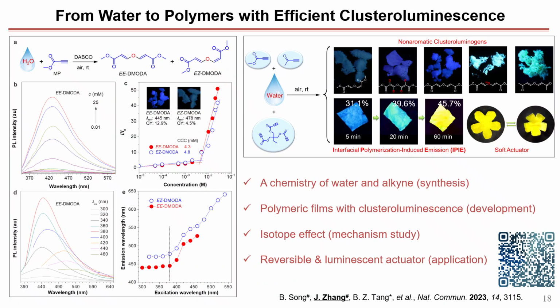Apart from phenol rings, we also utilized the most abundant water as the starting material to synthesize a series of non-aromatic clusteroluminogens. Using small molecules as models, we studied the structure-property relationship and isotope effects. Furthermore, we have extended this synthetic method and working mechanism to polymers and successfully prepared polymers with yellow clusteroluminescence and 45% quantum yield.